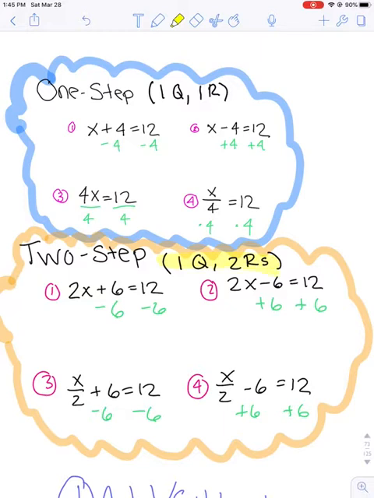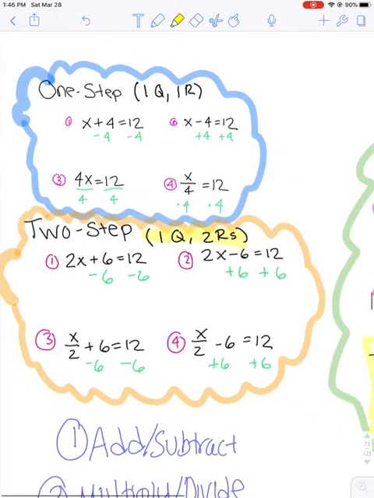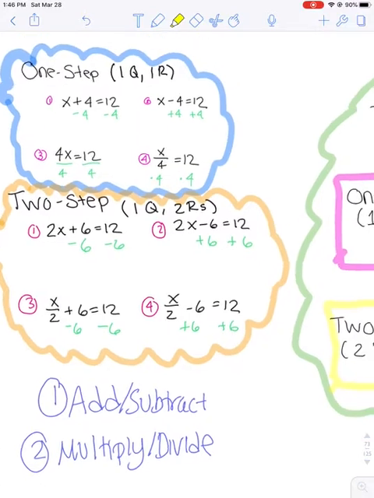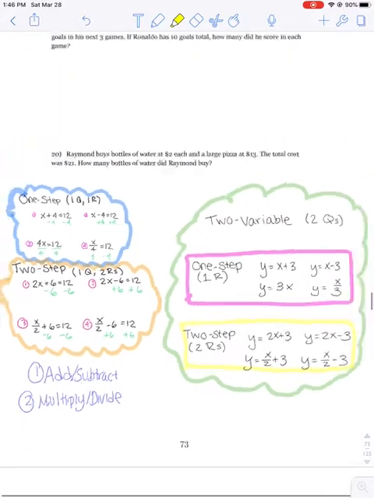In the two-step equations, there's still one quantity, but then we had two relationships because there were two operations to do. One of the operations was always add or subtract. The other operation was always multiply or divide. So those were a type of two-step equations.